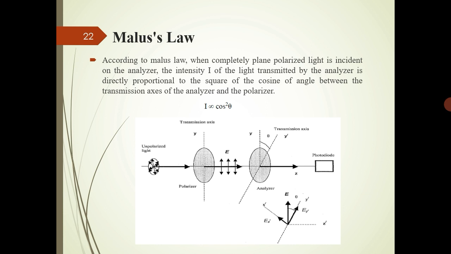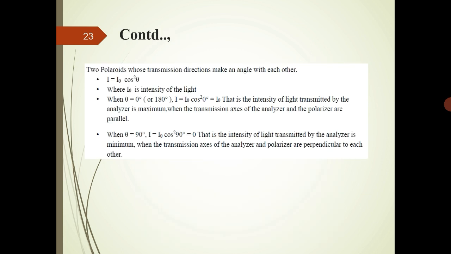That light is given to a transmission axis, that means a polarizer. It is polarized to travel as a plane wave and is given to the analyzer, which analyzes the intensity of that signal, and that can be transmitted to the photodiode. So the equation clearly says the intensity is directly proportional to the square of the cosine of the angle between the analyzer and the polarizer. Here, two polarizers are used, whose transmission directions make an angle with each other.